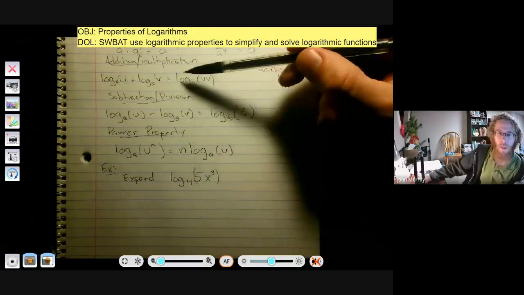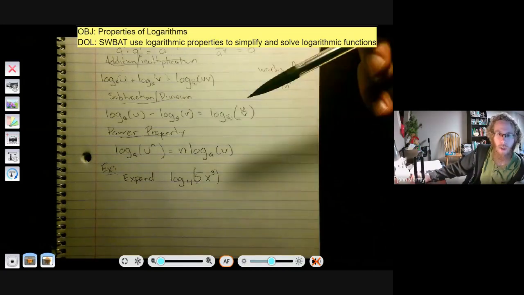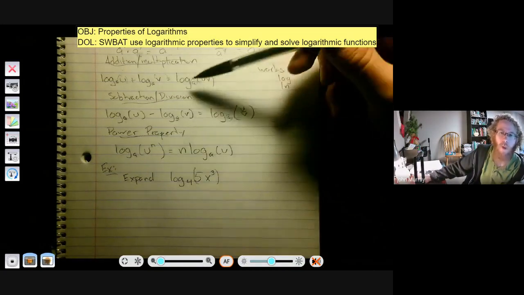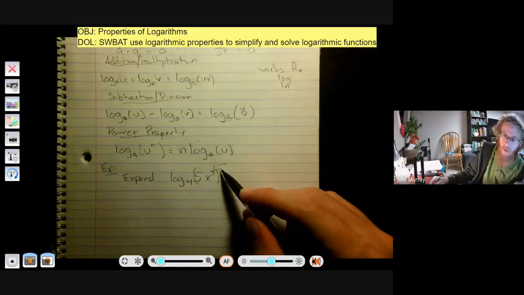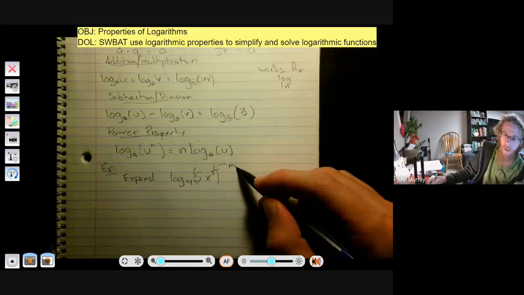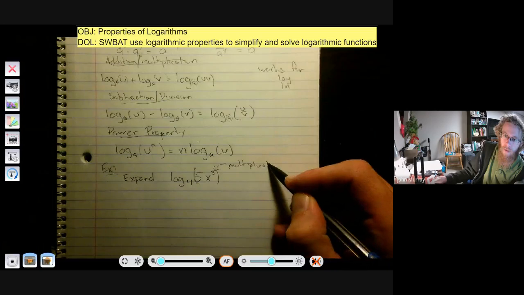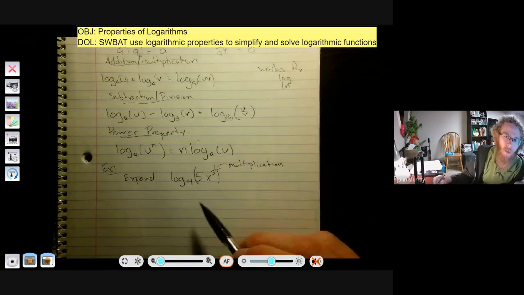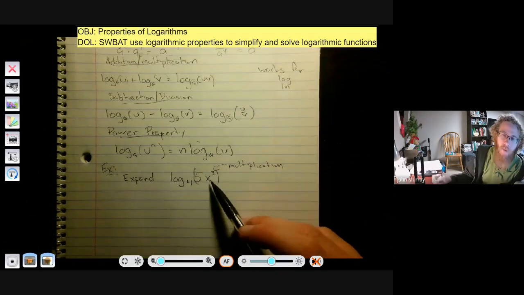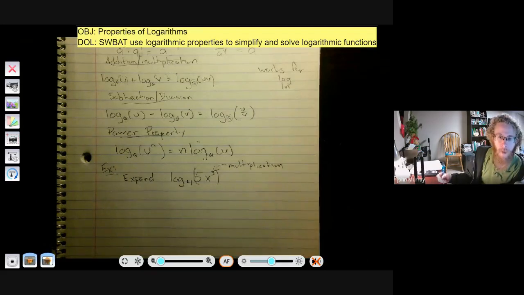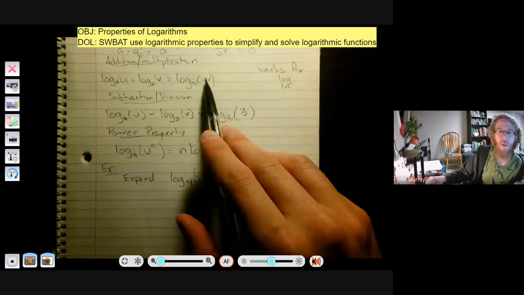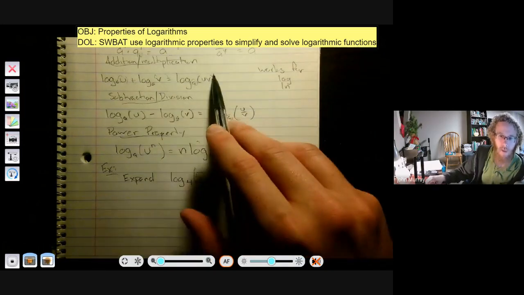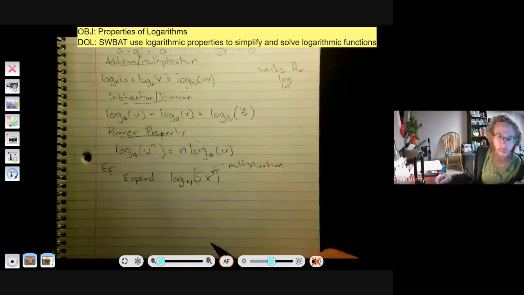So the first thing you want to do is either the addition or multiplication, and then after you've got everything separated, we apply any power properties that we can. So here, inside, we've got multiplication. All right, so we're multiplying the 5 times the x to the third. So we can separate that with addition. All right, so I'm going from a form that looks like this to a form that looks like that.